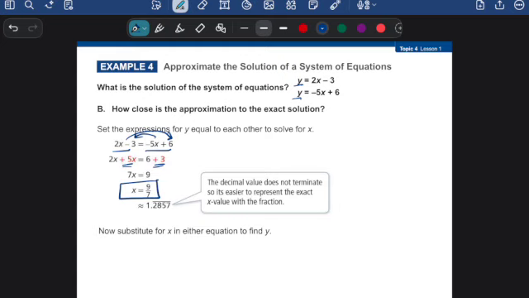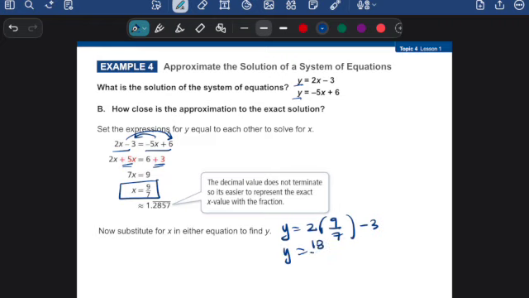So the fraction is going to be the most accurate answer. We're not going to have to round. And you can see it would be a repeating decimal. Okay, so again, it is a rational number, but since it repeats, we would have to round, so it's best to just leave it as a fraction. Now we can plug in that solution. So we're going to plug in to either equation, y equals 2 times 9/7 minus 3.